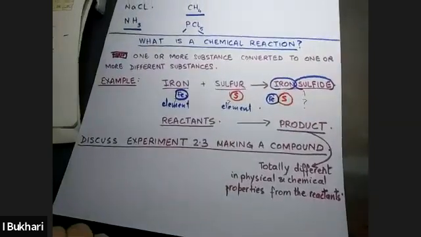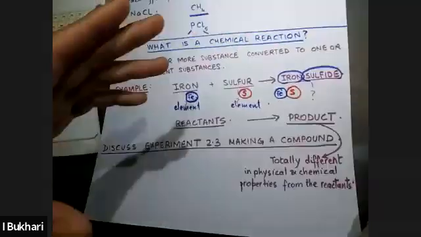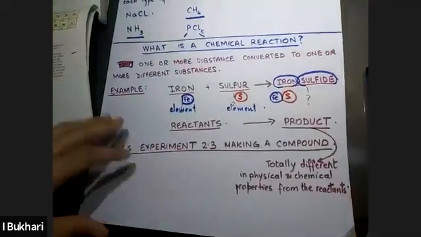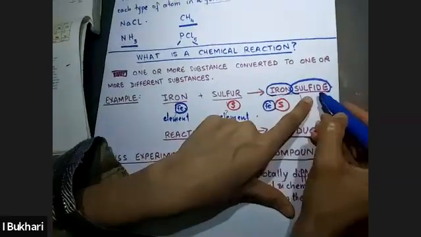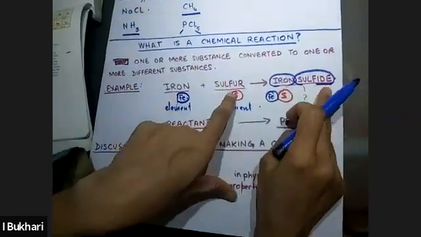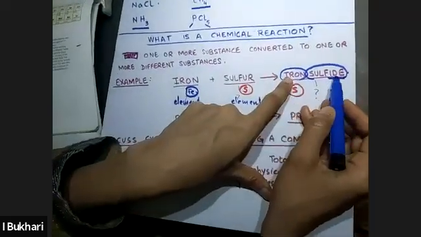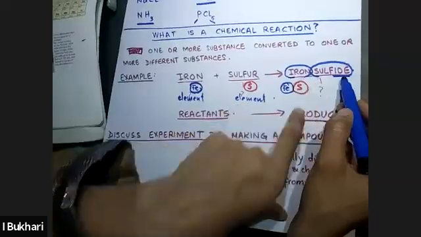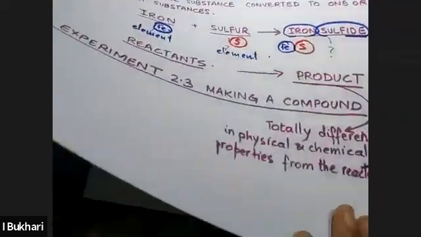Right? Now, I want to discuss this experiment with you. Another question, Sidra just asked me: why are we calling this "ide"? Why did the name change from sulfur to sulfide? The iron name did not change, but the sulfur's name changed. Why did that happen?